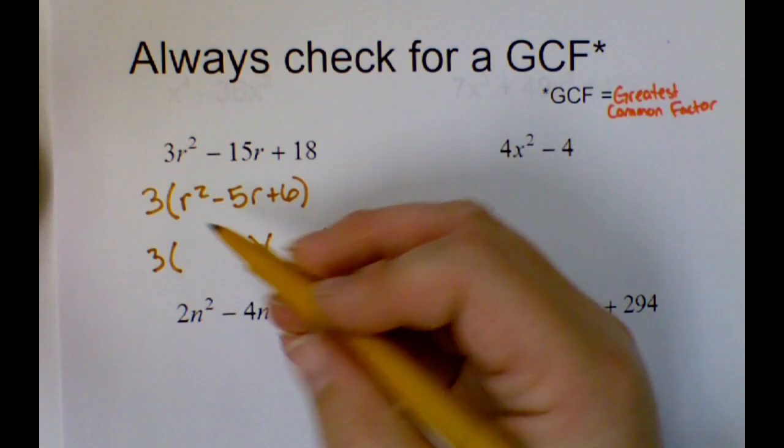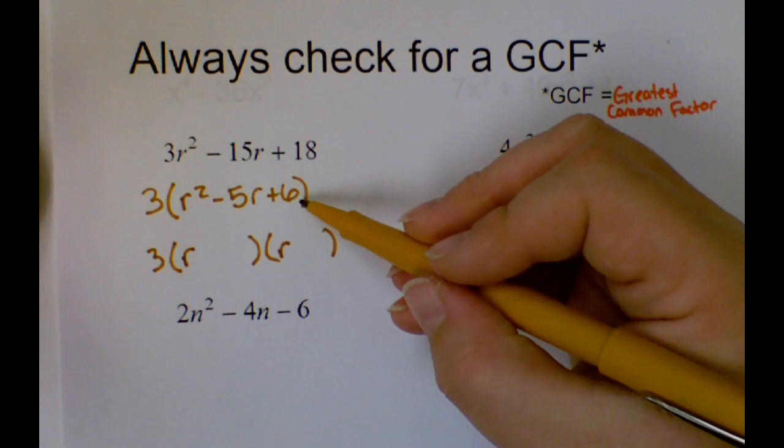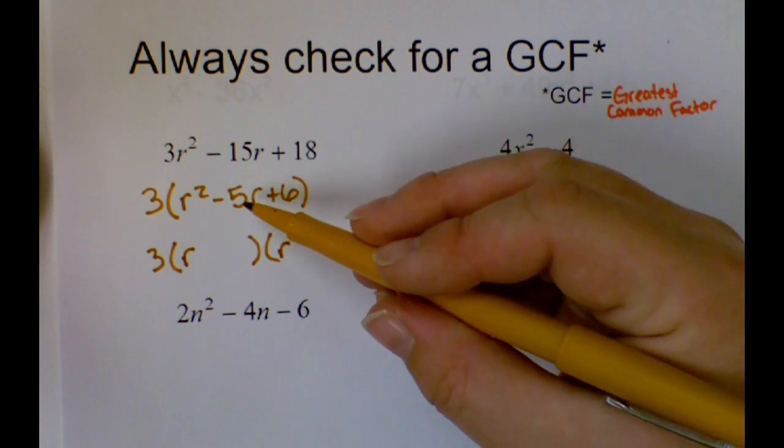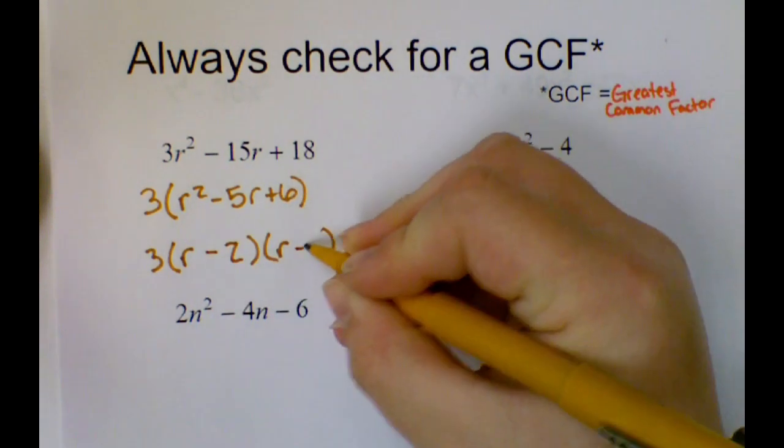The only way to break apart r squared is r and r. Now I need two numbers that multiply to positive 6 and add to negative 5. Those would be negative 2 and negative 3.